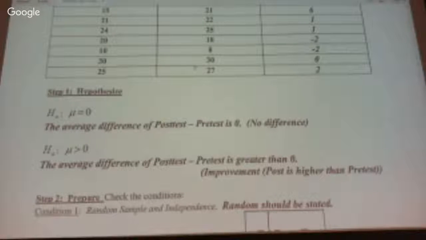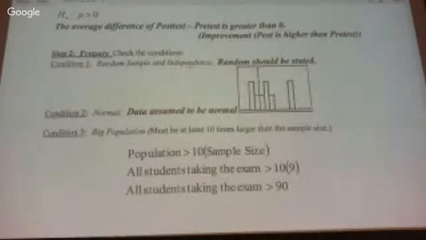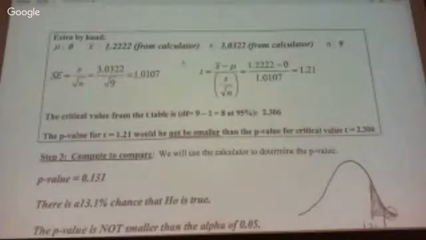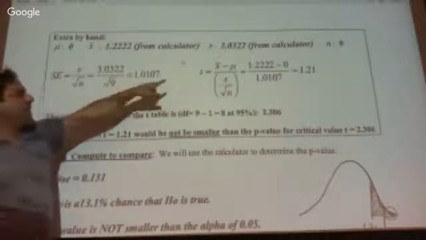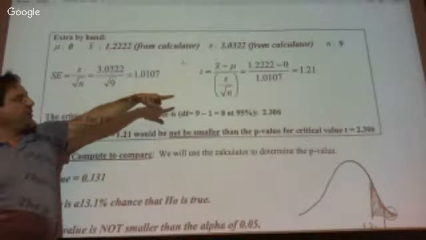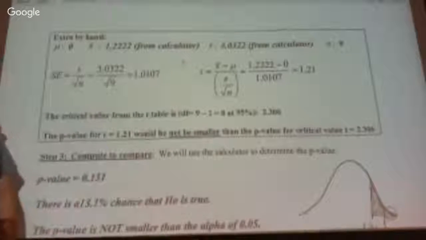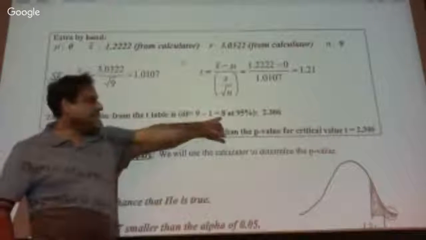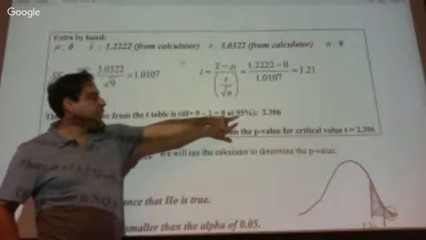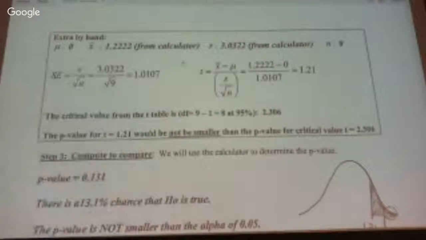Again, everything else is the regular t-test. So we check our conditions: random, yep; assumed to be normal; population greater than 10 times the sample size. And then all the work is the same as a t-test, right? The x bar and the s we get from the calculator. You find SE, standard deviation divided by square root of 9 in this case. X bar minus 0, mu, divided by your SE, you get 1.21. Then you compare it to your t star, which is 95%, and degrees of freedom is 9 minus 1, 8. You get 2.306.